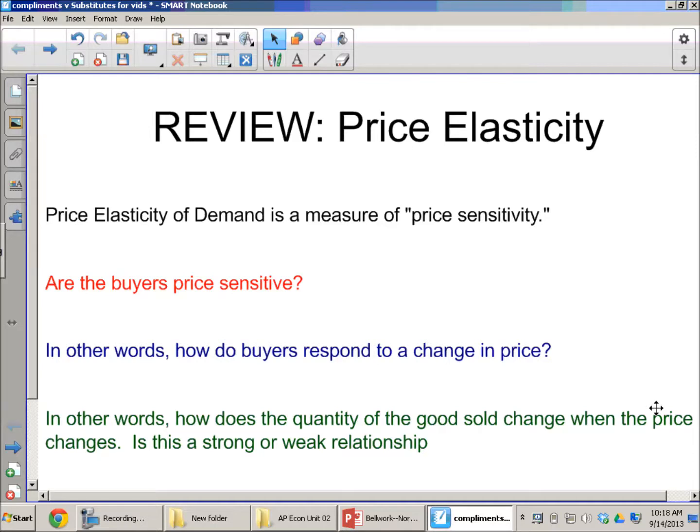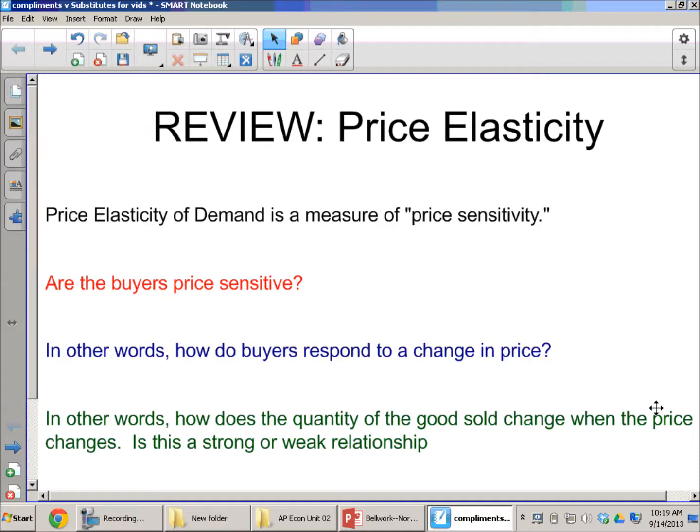This lesson is going to be on cross-price elasticity. A later lesson is going to be on income elasticity, and both of these are extensions of that price elasticity of demand concept that we've already looked at. So I want to begin with a quick review of price elasticity of demand, and then we're going to approach cross-price elasticity in a very similar format.